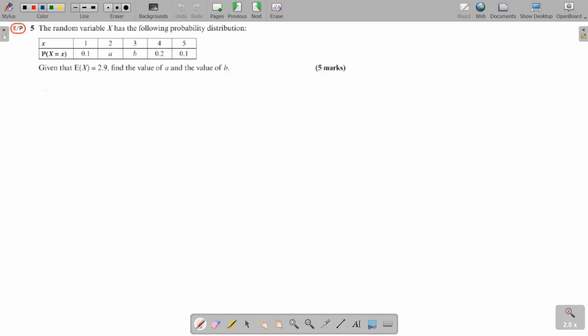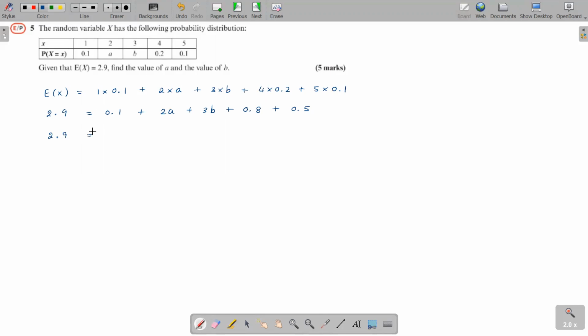First we'll make the equation for E(X). E(X) equals 1 times 0.1, plus 2 times A, plus 3 times B, plus 4 times 0.2, plus 5 times 0.1. Are you with me? So the expected value is 2.9. We can make one equation here with respect to A and B. 1 times 0.1 is 0.1, 2 times A is 2A, 3 times B is 3B, 4 times 0.2 is 0.8, 5 times 0.1 is 0.5.